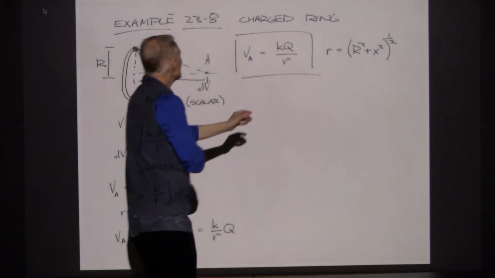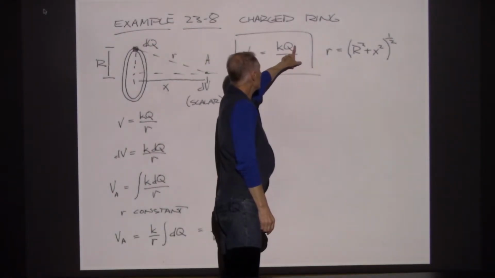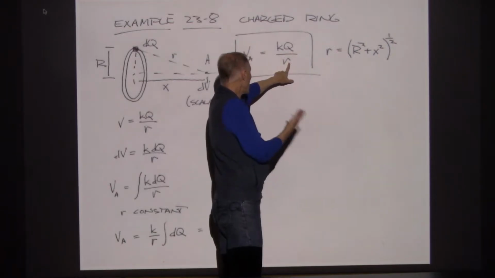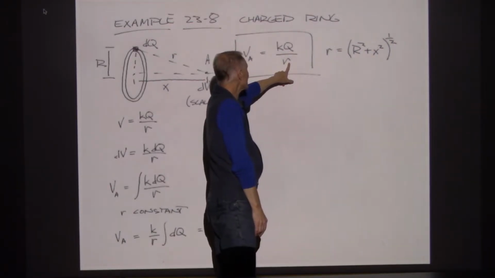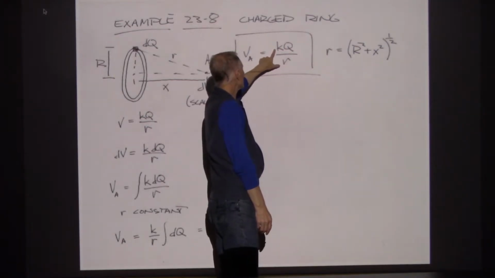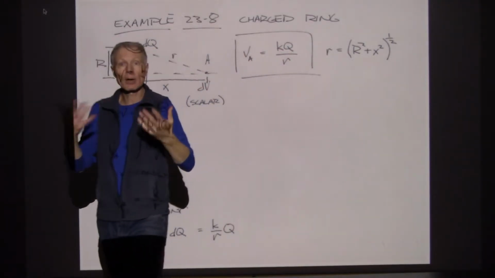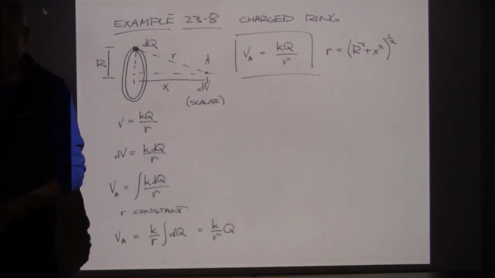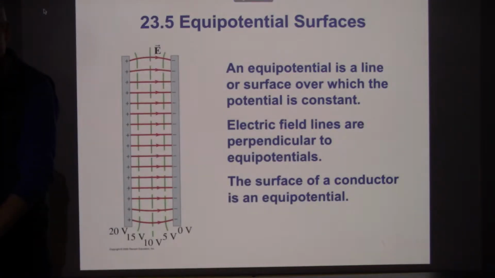Remember, with the voltage, we just have to know how much charge there is, and for the charge, how far away is it. Take each sample of charge, divide through by the distance, multiply by k, and that will give you the contribution to the electric potential for that charge.